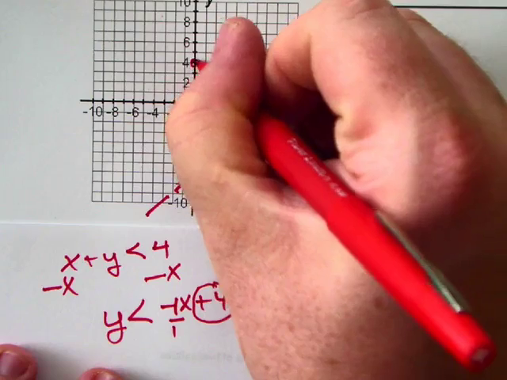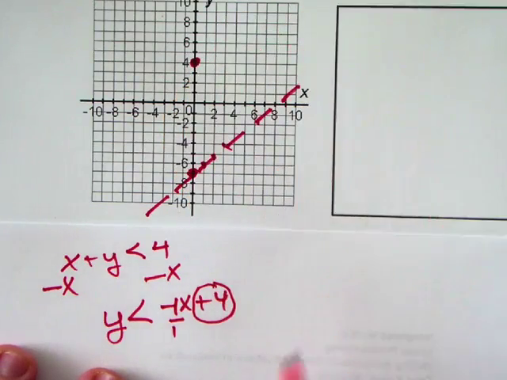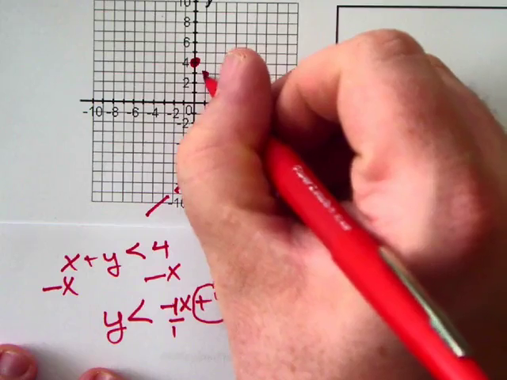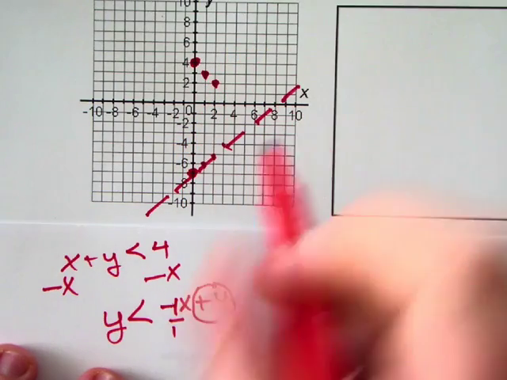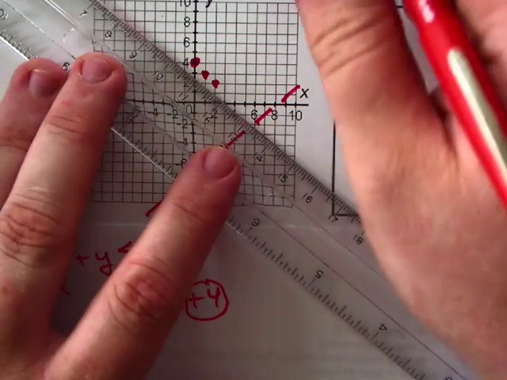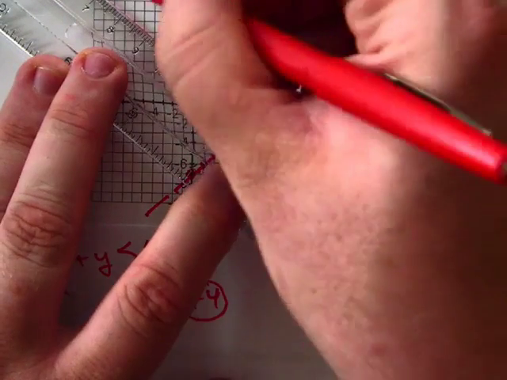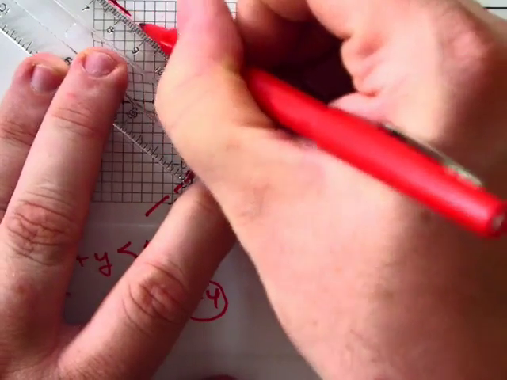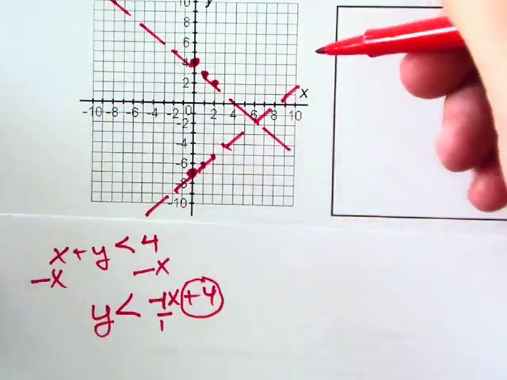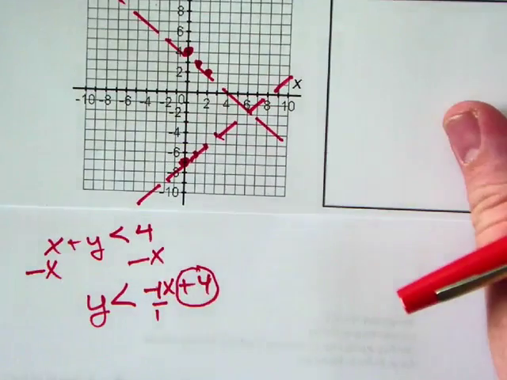So I'm going to put a dot right there. And it goes down 1 to the right 1. Down 1 over 1. Down 1 over 1. And it also is just less than, but not equal to. So when I draw this line, I just want it to be a dashed line as well. Okay, so we have two dashed lines.